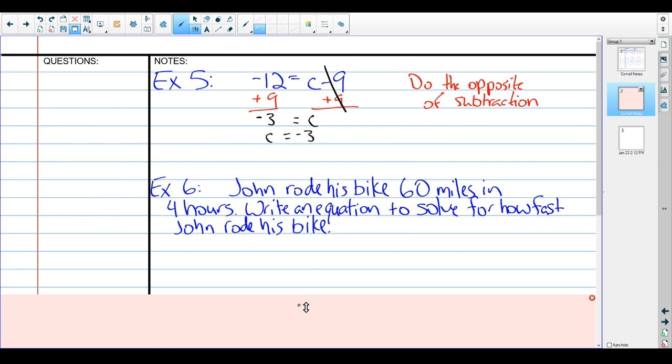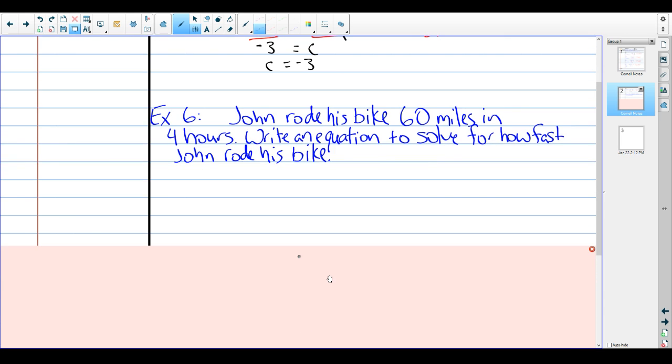We have one word problem. Okay. John rode his bike 60 miles in 4 hours. Write an equation to solve for how fast John rode his bike. So the easiest way to do this, and the way Miss Geyer wrote it down, just to say 60 divided by 4 equals R. Right? And then that'll give us our answer. 60 divided by 4 is 15, so we can say the rate is 15, and that's 15 miles per hour.